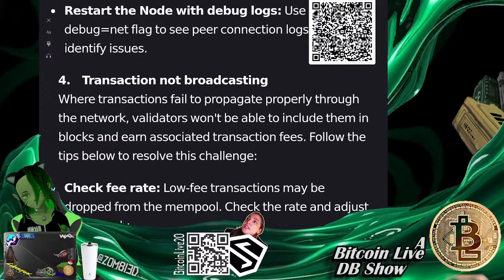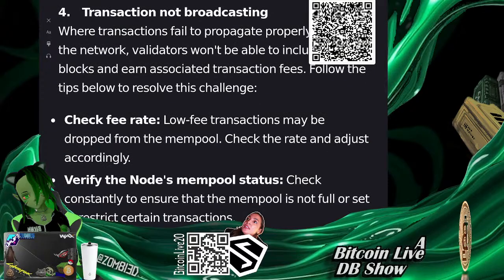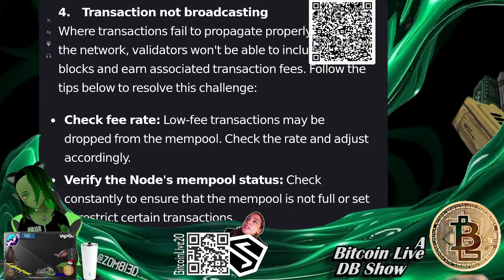Transaction not broadcasting? Happens. Basically, validators won't be able to include them if they can't get to them, right? If you can't transact to the chain or the network, no one is going to know that it's there. So check your fee rate. A lot of times, transaction fee rates might be very low.